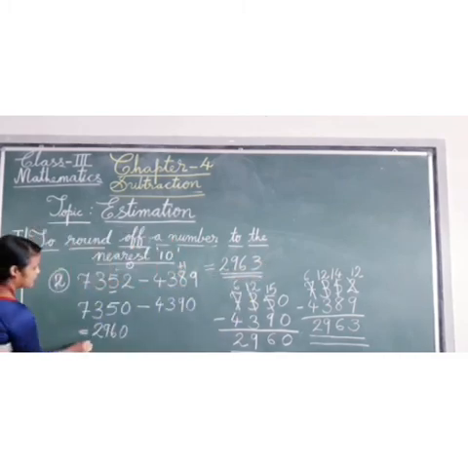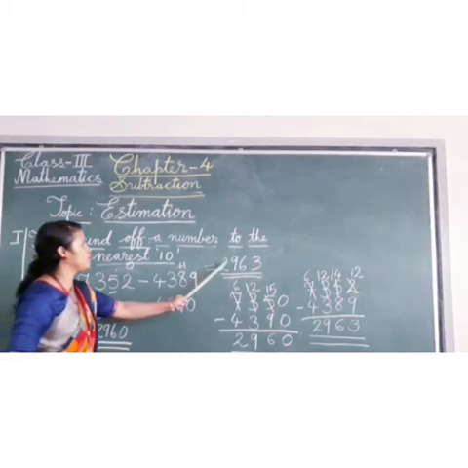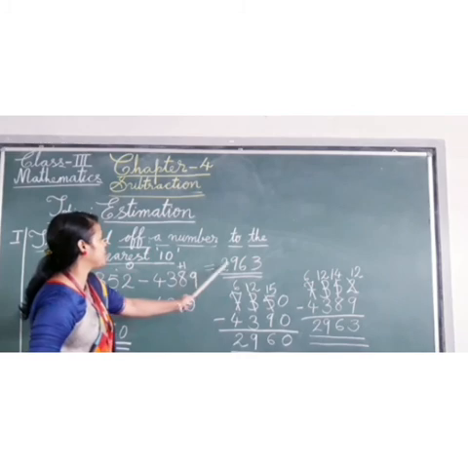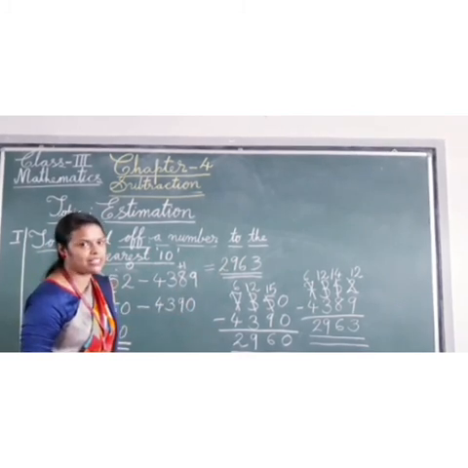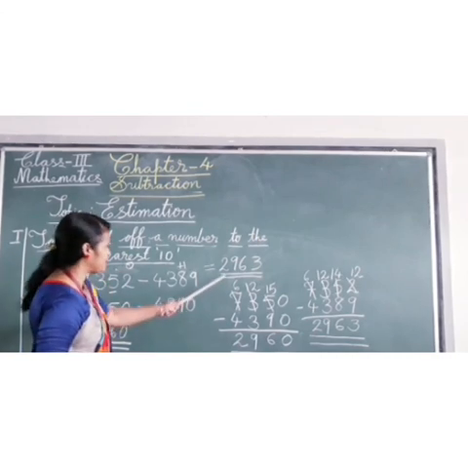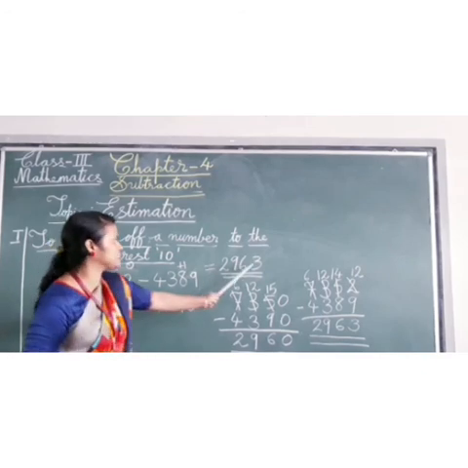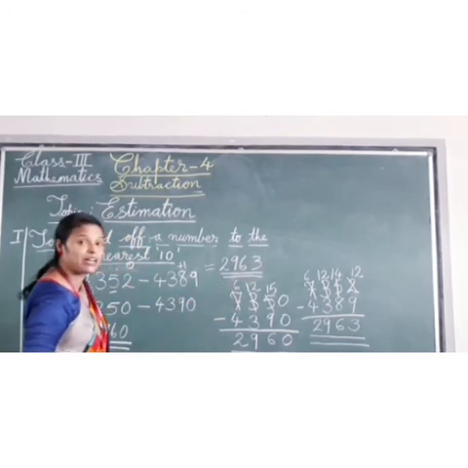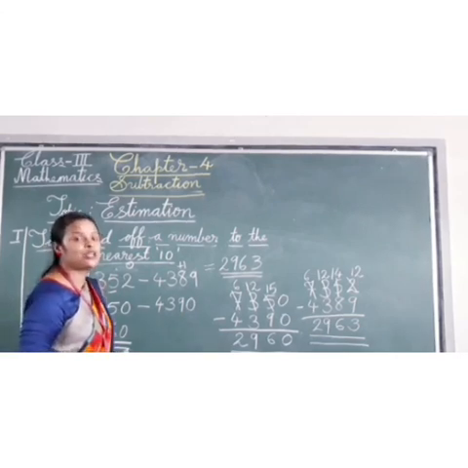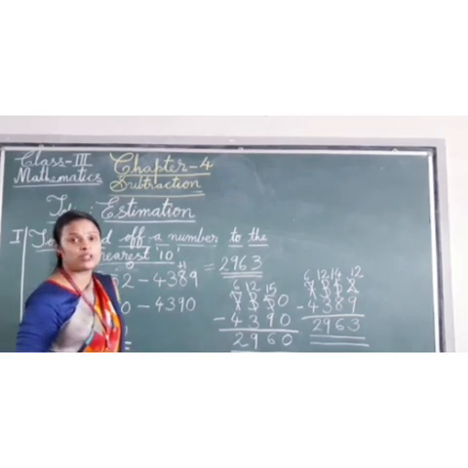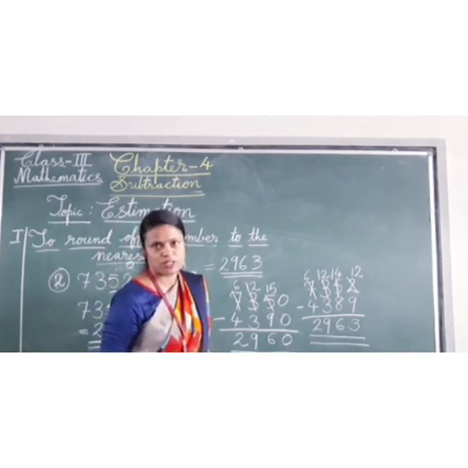Here you see the difference between this round figure and the real difference: there is only a number 3 difference. 2,960 plus 3 is equal to 2,963. So we can conclude that there is only a number 3 difference. I have already told you the answers of both will come out closer.